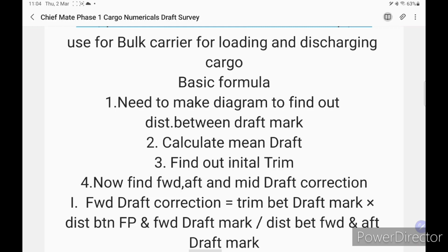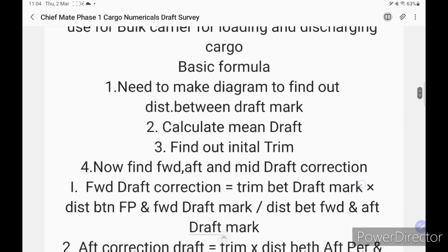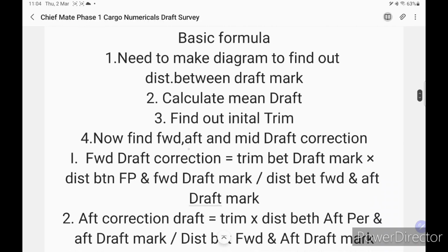Then we have to calculate the mean draft and initial trim. Now find forward, aft and mid draft correction. To find the forward, aft, mid draft correction, we have the formula: trim between draft marks into distance. If we are calculating forward draft correction, then it is the distance between forward perpendicular and forward draft mark, divided by the distance between forward and aft draft mark.